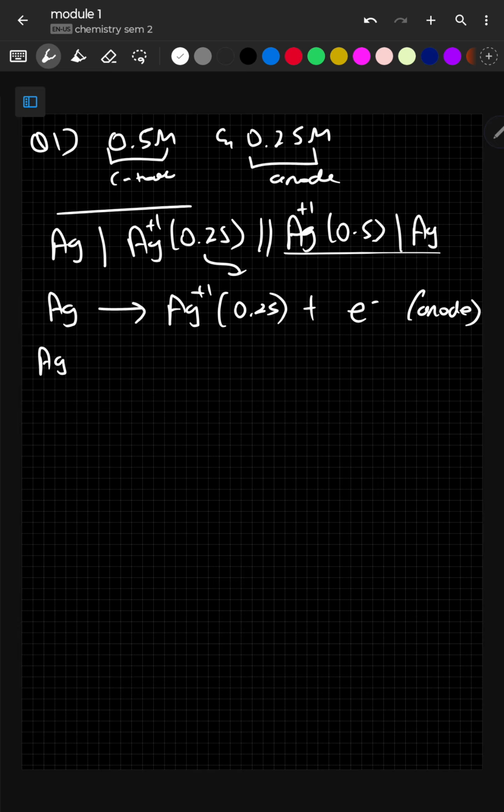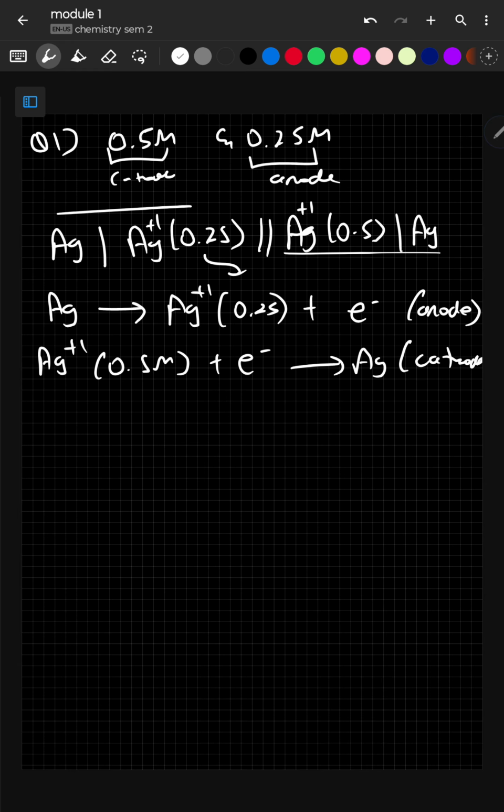So Ag+ of 0.5 molar is going to accept the electron. It's going to become Ag. This is going to happen in the cathode, and this is the reduction.